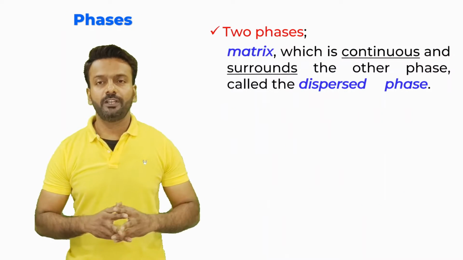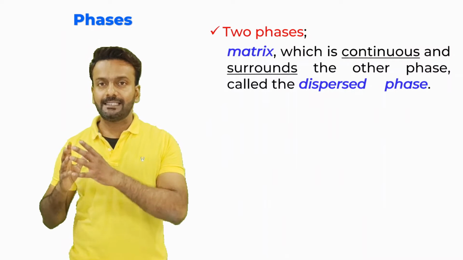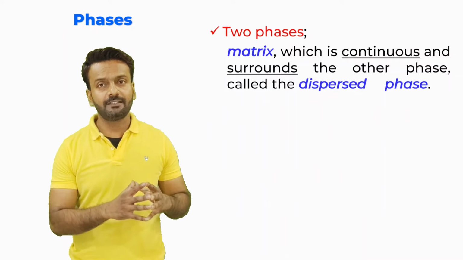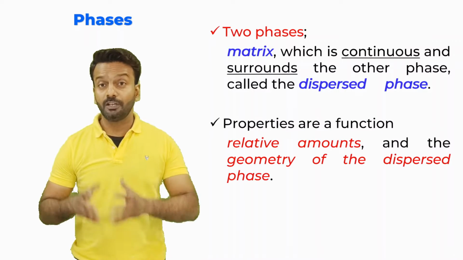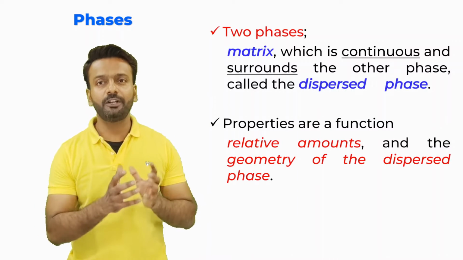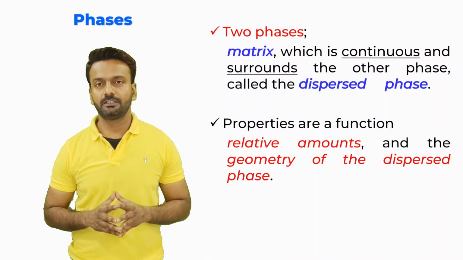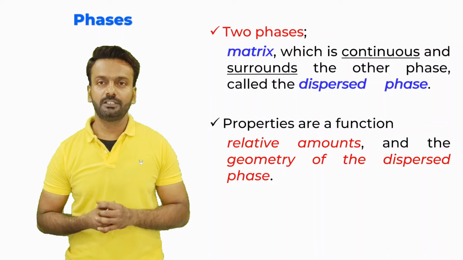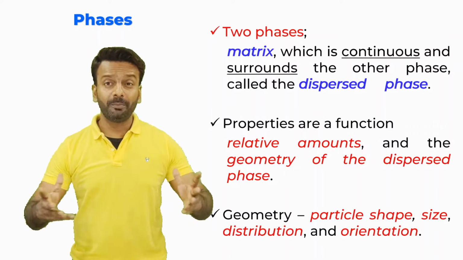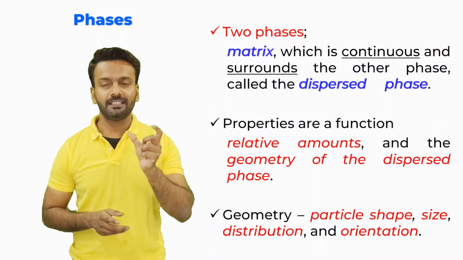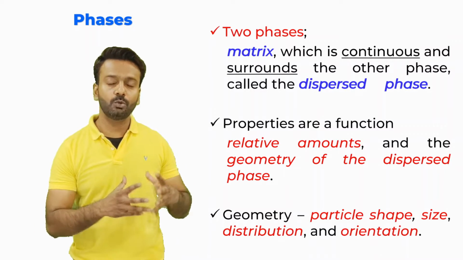There are mainly two phases in a composite material. One is a matrix phase and the other one is a dispersed phase. The matrix phase is a continuous phase which is surrounding the dispersed phase. The property is also a function of the geometry of the dispersed phase. Suppose the dispersed phase is spherical in nature, or suppose the dispersed phase is acicular in nature. So different properties are dependent on this geometry. Geometry can include the particle shape, the size of the particle, the distribution as well as the orientation.